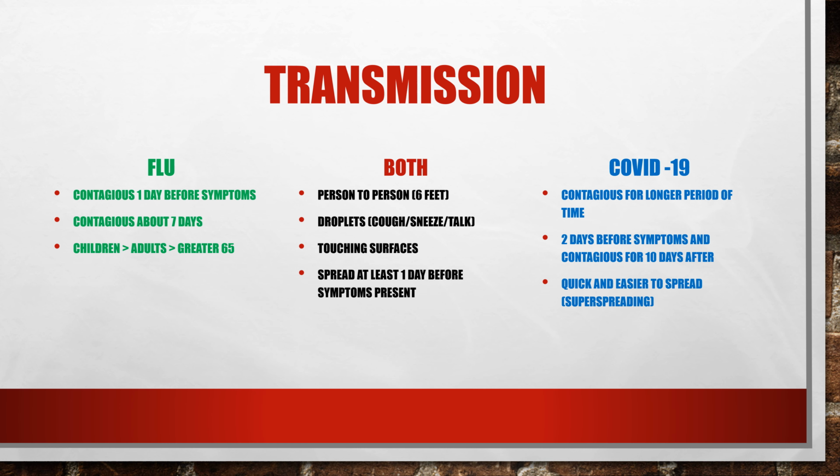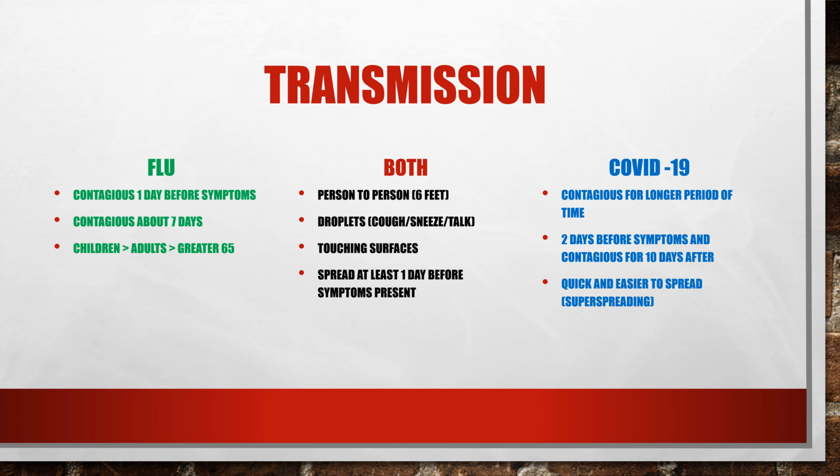transmitted. Next, the viruses can be spread at least 1 day before symptoms present. So someone may be infected prior to even showing any signs of an infection, and these viruses can typically be spread. Looking at the flu, we'll turn our attention to the left column. For the flu, it's contagious 1 day before symptoms present, and it's contagious for about a 7 day period.